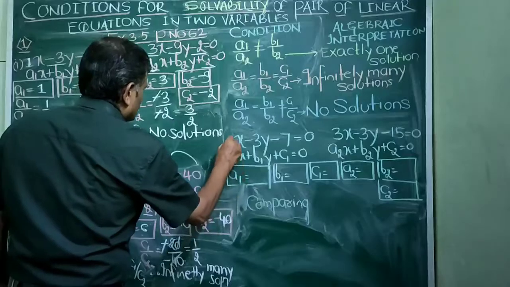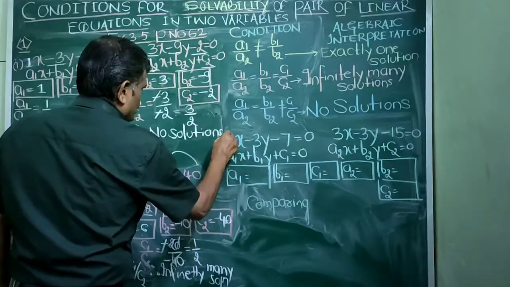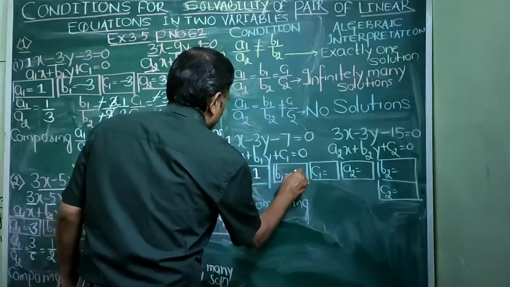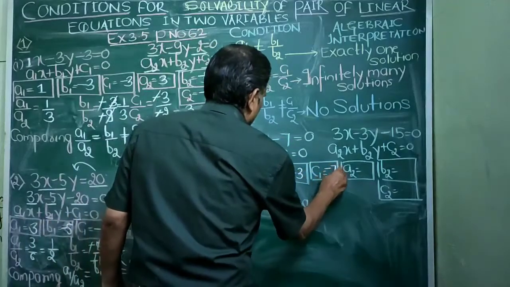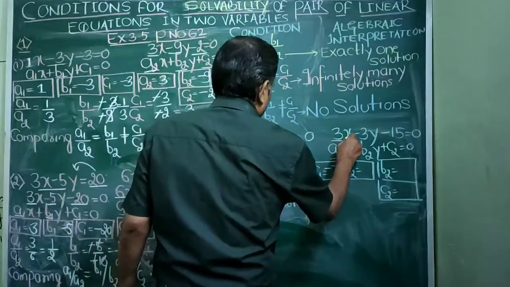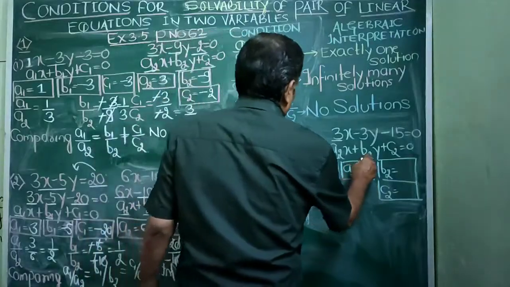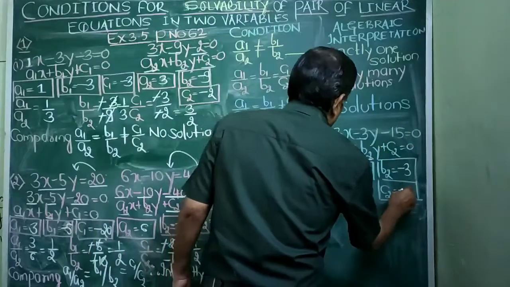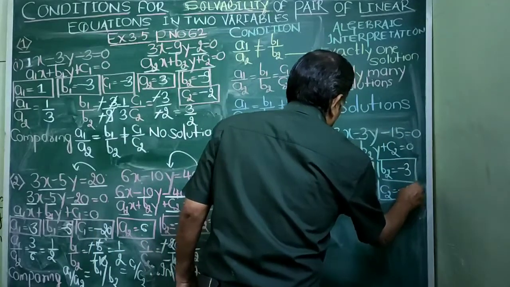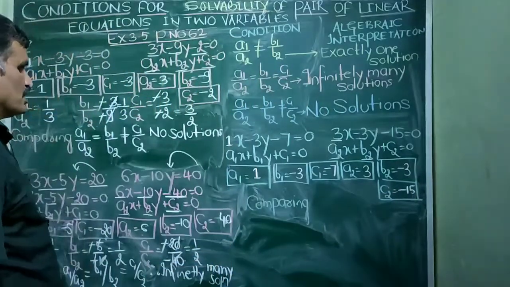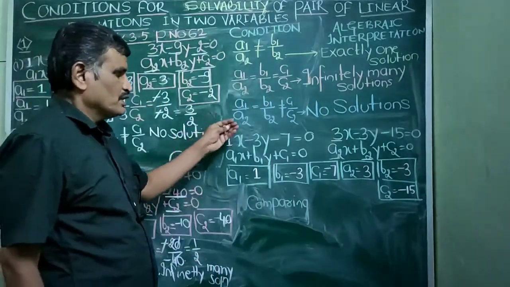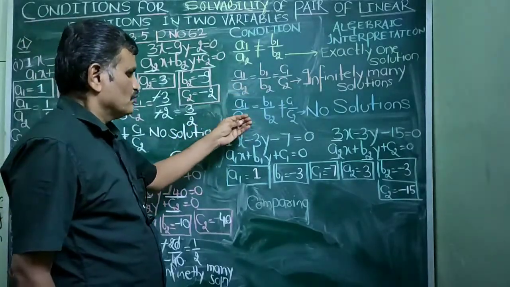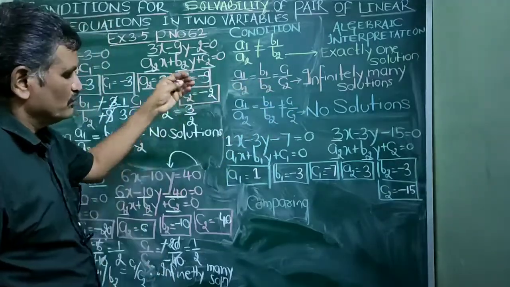Now this is A1x, so I will write it as, the coefficient here is 1, A1 is 1. Now if you compare the coefficient of B1, it is minus 3. If you compare the coefficient, C1 is minus 7. Again, if you compare the coefficient here, A2 is 3. Now again, if you compare it here, B2 is minus 3. If you compare it here, then C2 is minus 5, so minus 15, sorry, minus 15. So again the same method I have applied. What I have done is, from the given equations, I have found out the coefficients of x, y and the constant term, and also the C1 value I have found out.